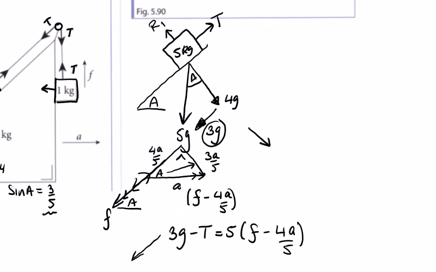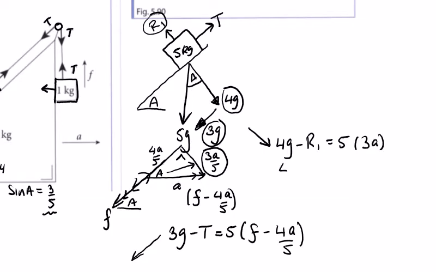Perpendicular to the plane, we have this 4g minus R1 up here. That's equal to m, which is 5, and the acceleration we got here to be 3a/5, perpendicular to the plane. So 4g minus R1 is equal to 15a/5. So 4g minus R1 is 3a.